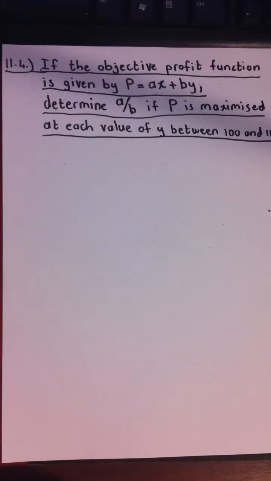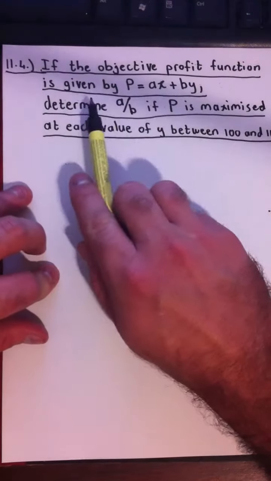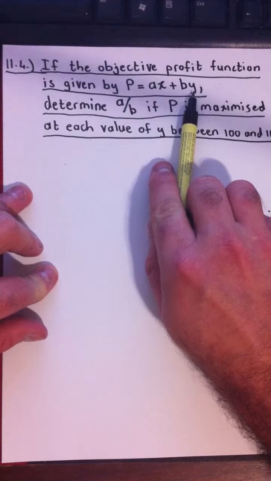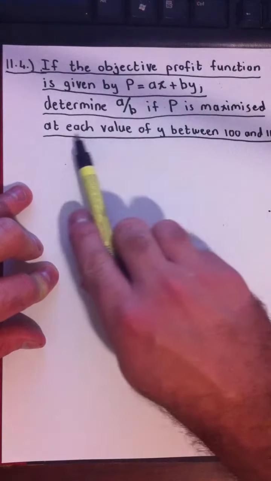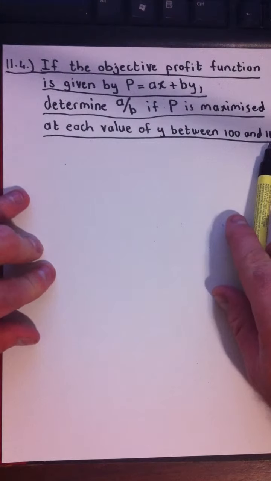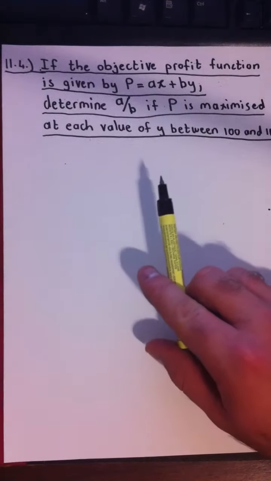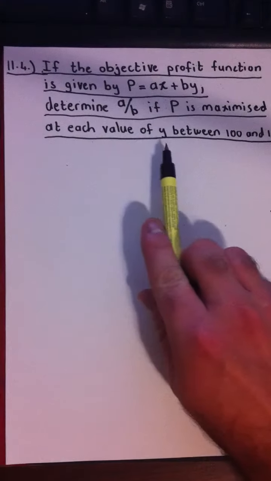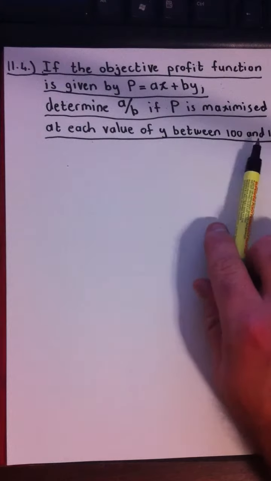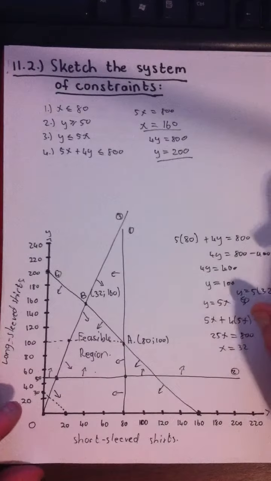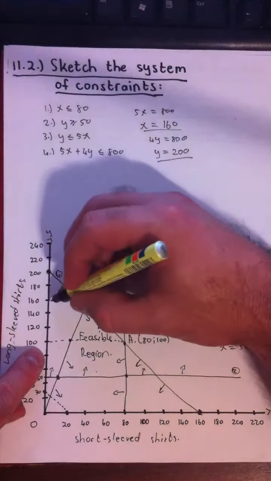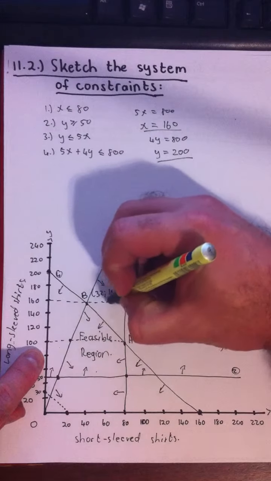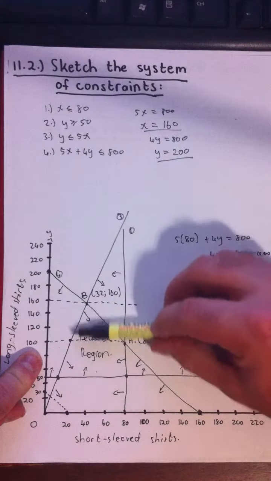Now, question 11.4. If the objective profit function is given by profit equals AX plus BY, determine A over B if P, the profit, is maximized at each value of Y between 100 and 160. Now this might be a bit tricky, so I suggest we have a look at the graph again. So we want to maximize P between Y equals 100 and Y equals 160. Okay, so it's between 100 here and 160. So in this range we want to maximize the profit.